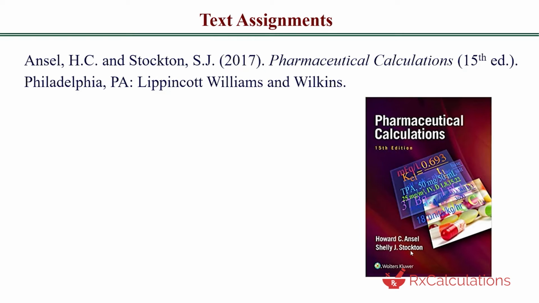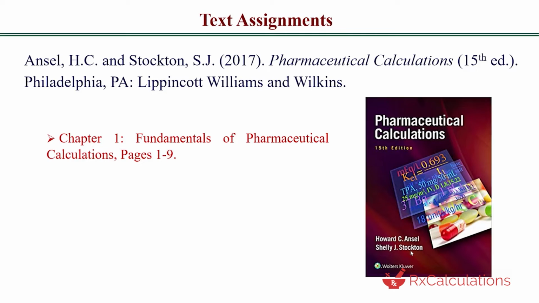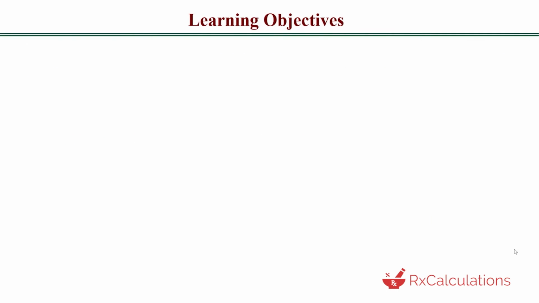A really excellent resource to use as you master the concepts of ratio, proportions, and dimensional analysis for pharmaceutical calculations is the book Pharmaceutical Calculations by Ansel and Stockton. The content we are going to take a look at is found in chapter 1 of that book, and I narrow it down to pages 1 to 9. If you go through those pages, you'll be able to do additional practice and you'll be very good at ratio, proportion, and dimensional analysis.